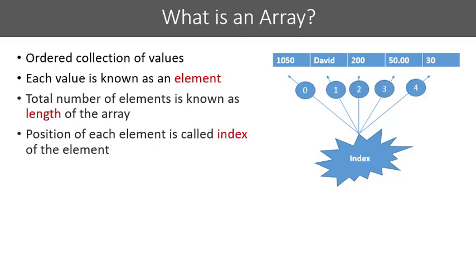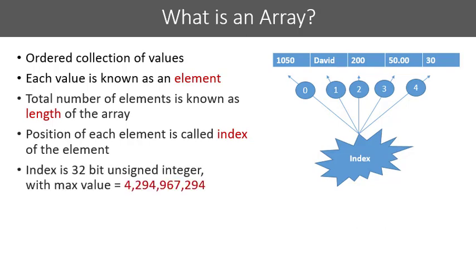The position of each element within the array is called the index of the element, and the index starts from 0. So the index of the first element is 0, and the index of the second element is 1, and so on. Index is a 32-bit unsigned integer, so an array can hold a pretty large number of elements.